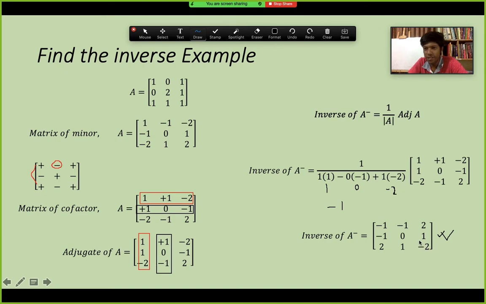I know this may sound like a little bit of extra calculation, which is true. Finding the inverse of a 3 into 3 matrix takes a little bit of extra time. A little bit of time means a little bit of care, so that in the calculation we don't make any mistake.